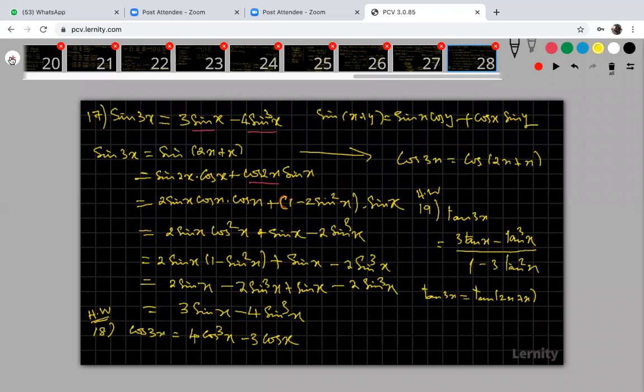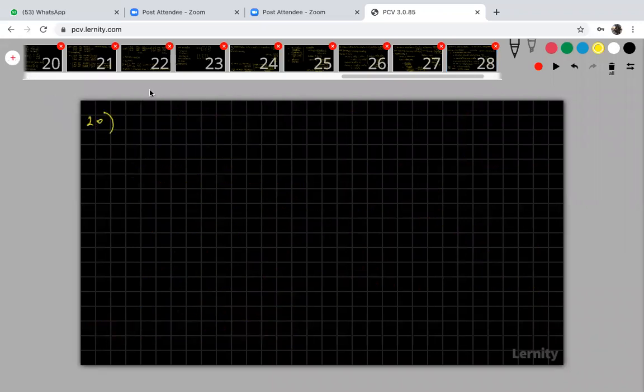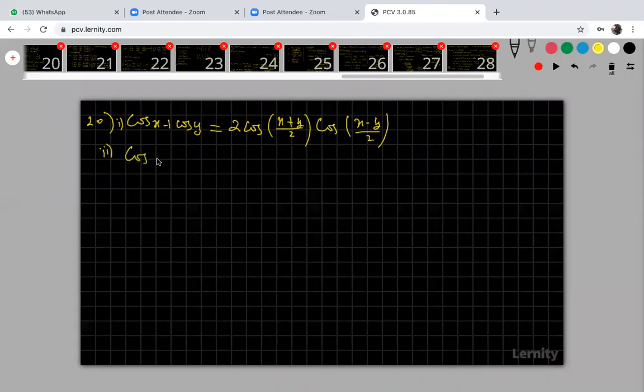Right. Come to the 20th one. Your cos x plus cos y equal to 2 cos of x plus y by 2 cos of x minus y by 2. That is the first one. Here we have 4 identities. Cos x minus cos y equal to minus 2 sin of x plus y by 2 sin of x minus y by 2.